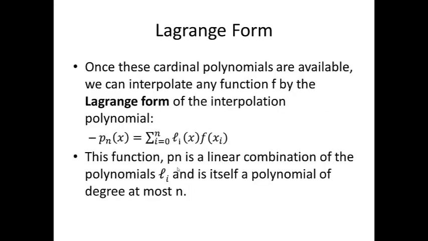Once these cardinal polynomials are available, we can interpolate any function f by the Lagrange form of the interpolation polynomial. Specifically, Pn of x is equal to the sum from i equals 0 to n of L sub i of x times f of x sub i. This function, Pn, is a linear combination of the polynomials L sub i, and is itself a polynomial of degree at most n.